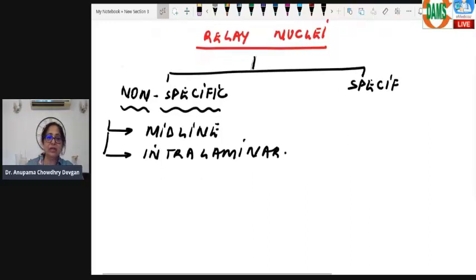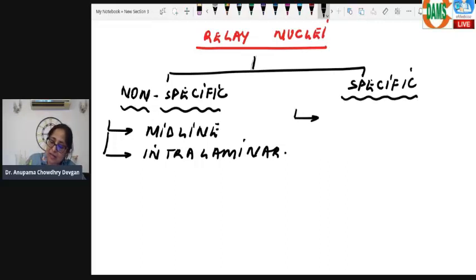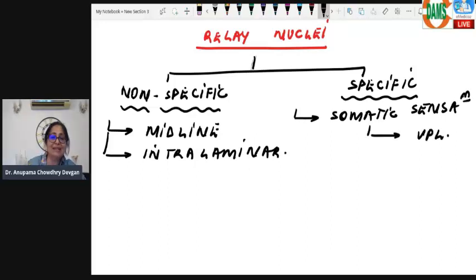Okay, so let me concentrate on what I was trying to tell you. Non-specific is midline and intralaminar. Specific is, what is specific? Specific is for somatic sensations. For somatic sensations, a specific thalamic nucleus is the ventero-posterolateral nucleus.